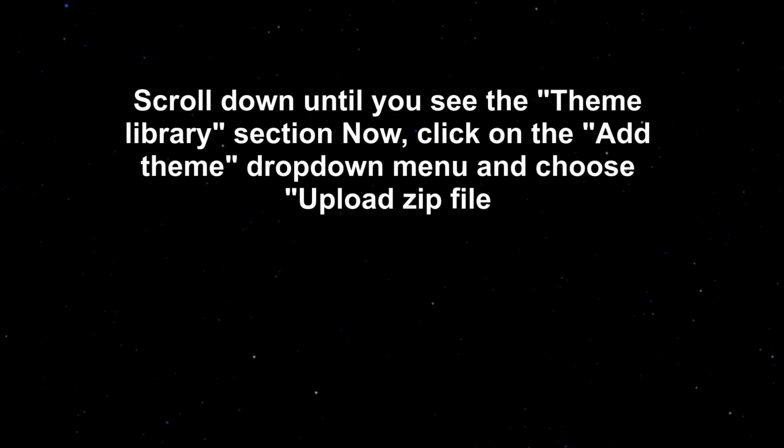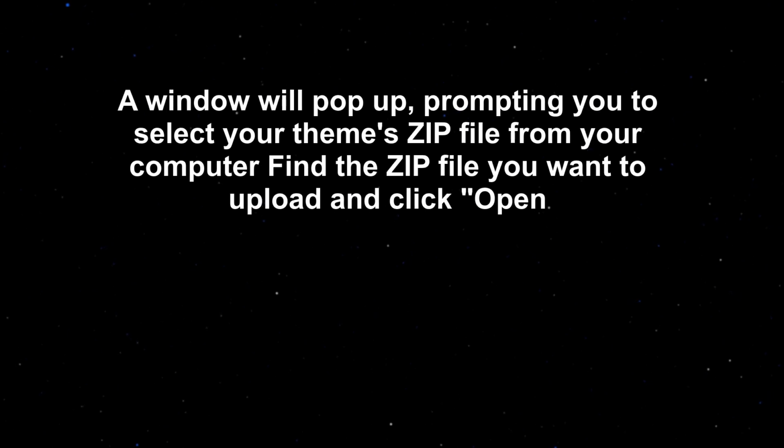Scroll down until you see the Theme Library section. Now, click on the Add Theme drop-down menu and choose Upload Zip File. A window will pop up, prompting you to select your theme zip file from your computer. Find the zip file you want to upload, and click Open.